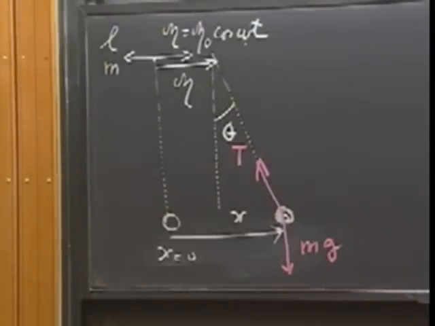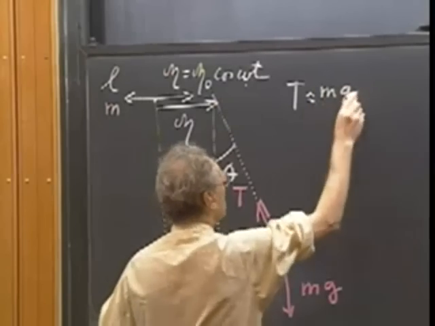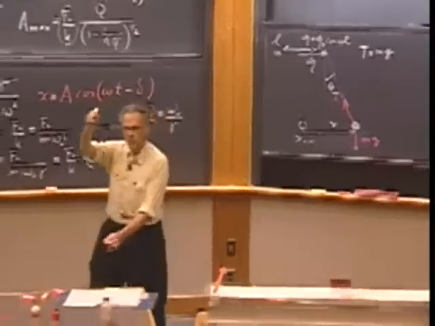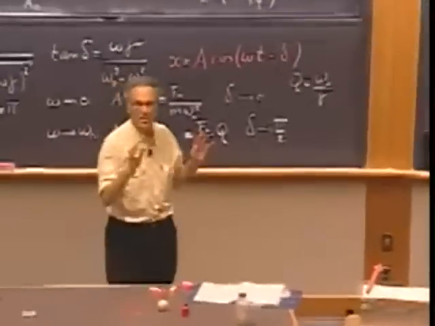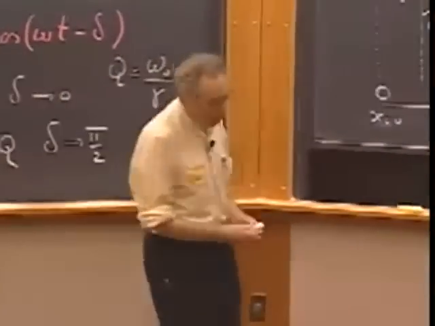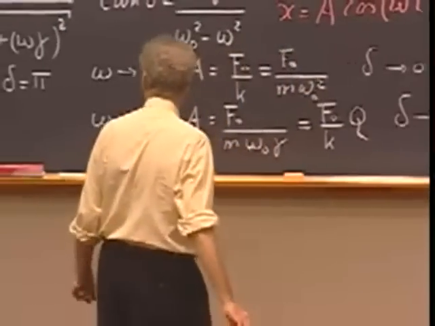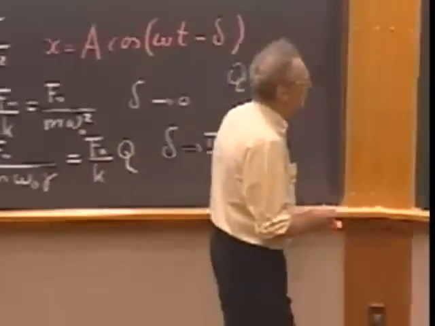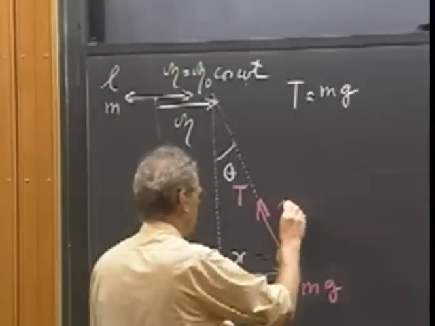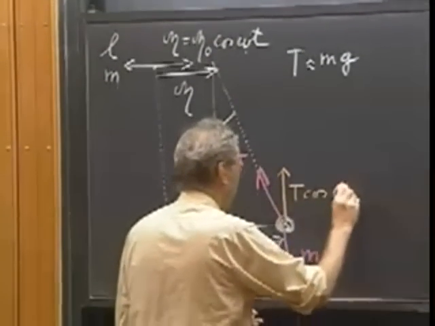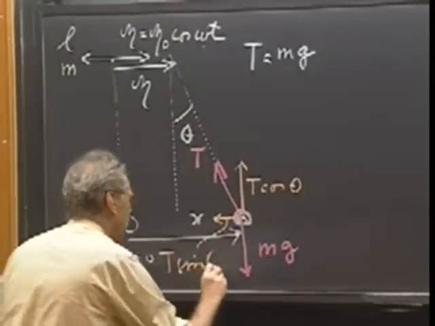For small angles, I want to argue that T is very close to mg. For one thing, if you hold them vertically and you do nothing and there is no motion, it's obvious that T is mg. The two forces have to cancel each other out. That's clear. But I can show you that even if the angles are modest, that should also be the case. Suppose I decompose T in two directions, vertical direction. So this is T times the cosine of theta, and in horizontal direction, so this is T times the sine of theta.